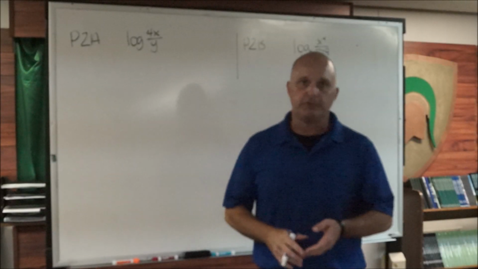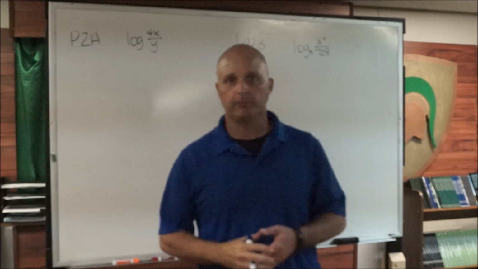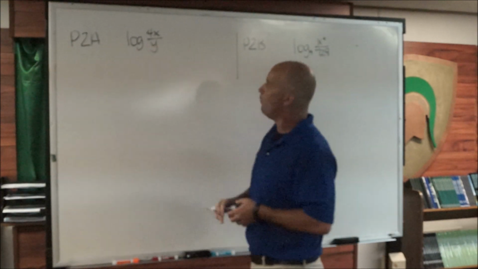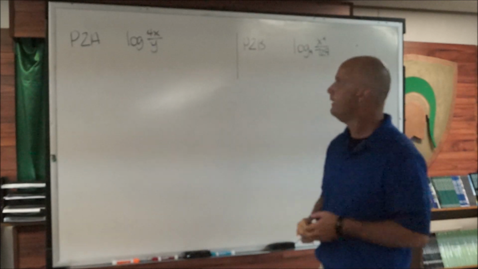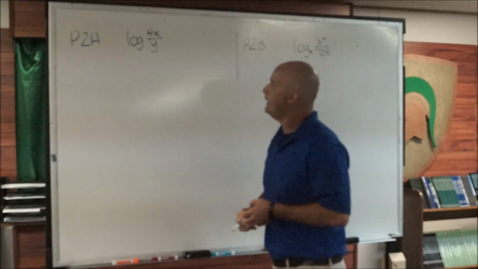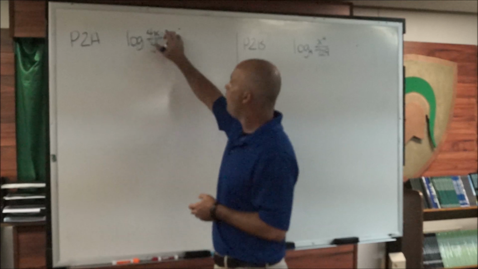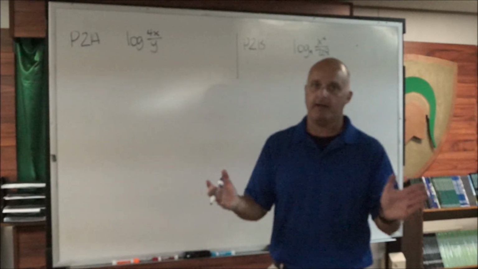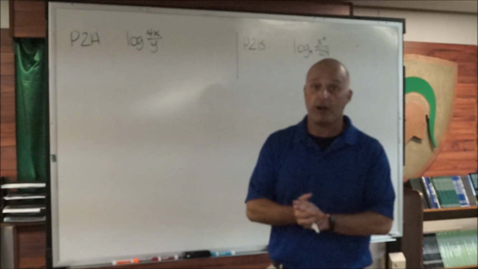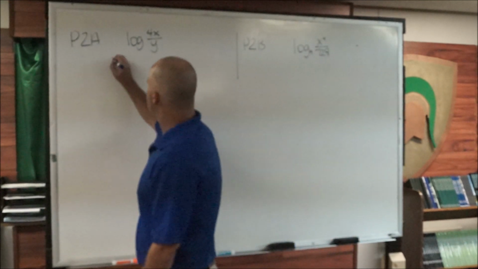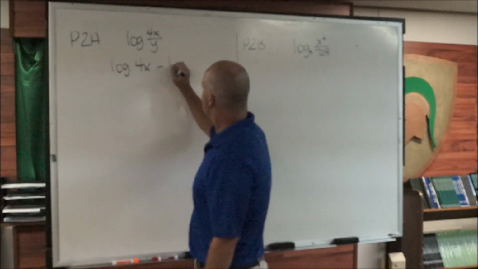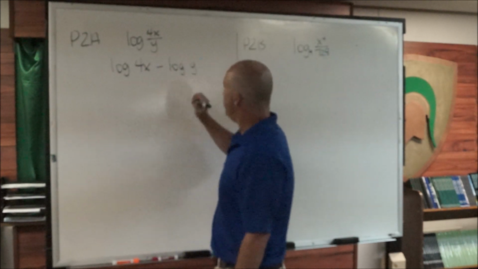Okay, so for problem number 2, we're being asked to expand logarithms. So in this first one, we've got log of 4x over y. So we've got a base of 10 on this one. Now what we're going to do with this, again, is see that we've got a y being divided into the 4 and the x. So that means that we've got to separate that, and we're going to subtract logs. So this is going to become log of 4x minus log of y.